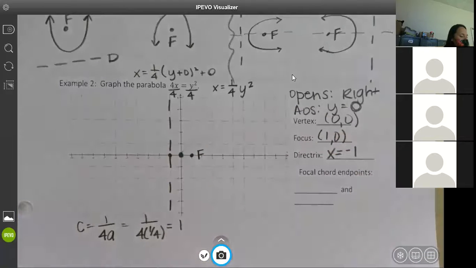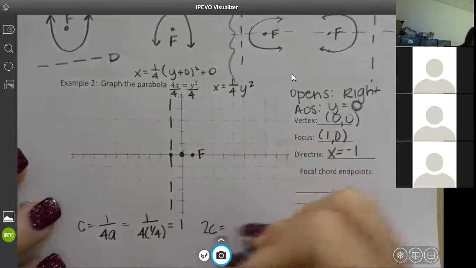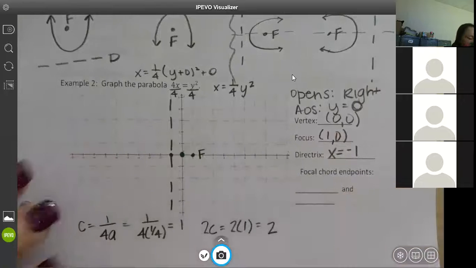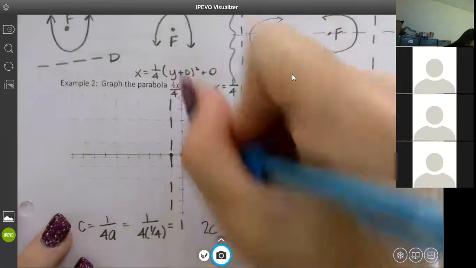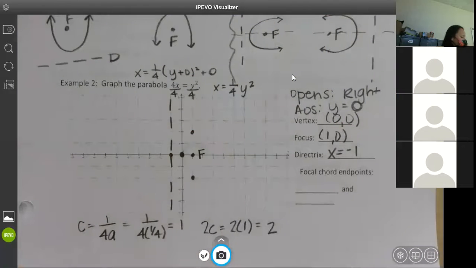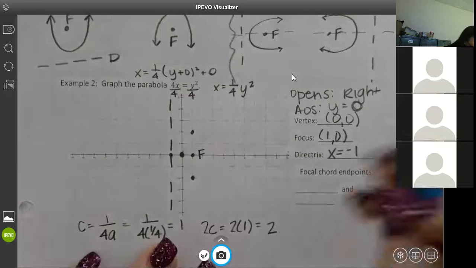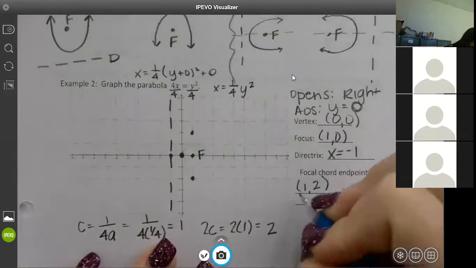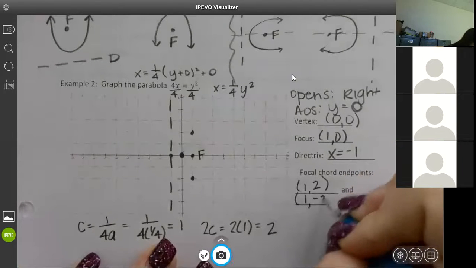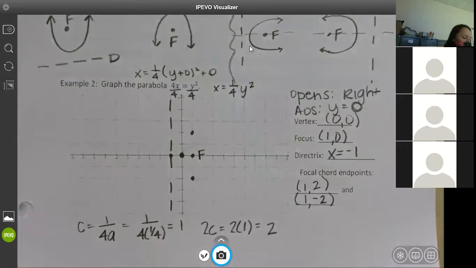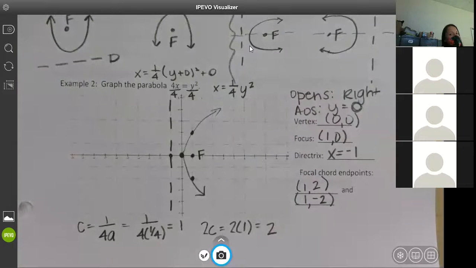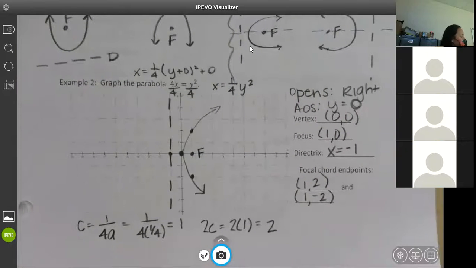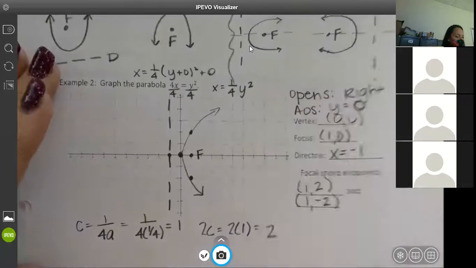To find the focal chord endpoint, same thing, we do 2C. So 2 times 1, which is 2. And we're going 2 from the focus. So 2 up and 2 down. So basically you just do the opposite. Those coordinates are 1, 2, and 1, -2. When you sketch it, it's going to look like this. Any questions? Everybody okay? Same exact thing that we did yesterday. We're just flipping it sideways. All right.